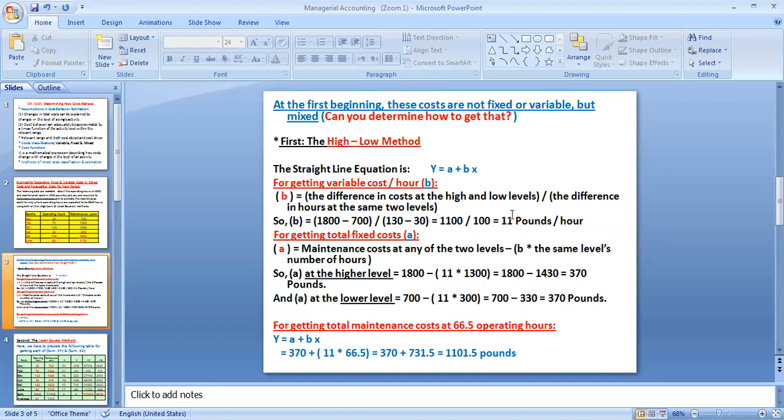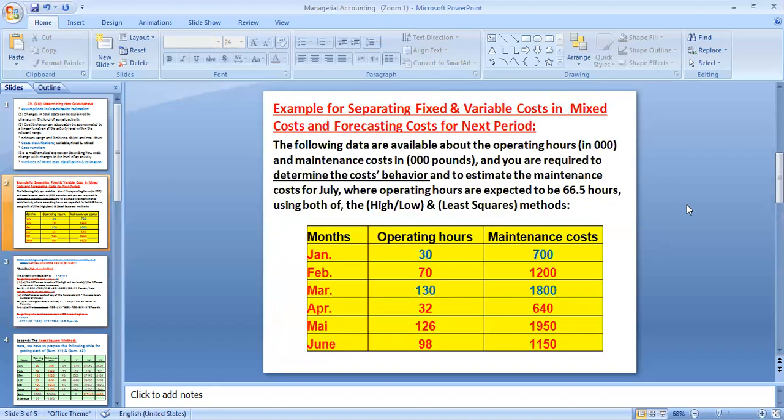As variable cost per hour equals 11, come back again to the example. Each hour of the 30 needs 11 pounds. So 11 times 30 gives 330 variable cost, which if deducted from the total maintenance cost of 700, gives 370. Remember again, it gives 370. Shall I repeat using the higher level? Yes. 130 times 11 gives 1,430. If deducted from 1,800, gives 370. So fixed cost in the two cases is 370.